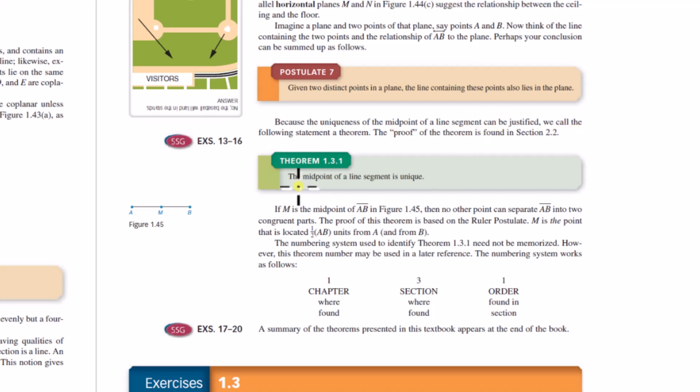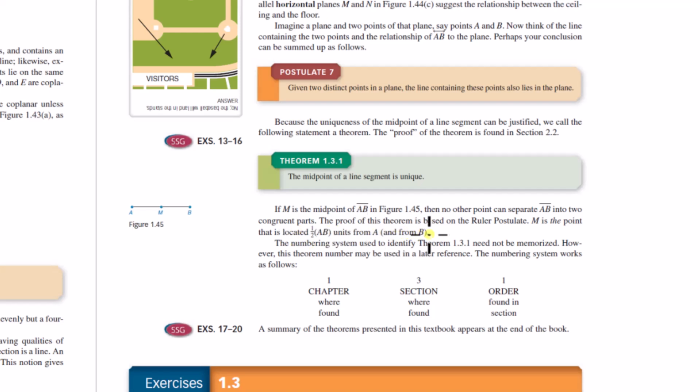So the theorem is that the midpoint of a line segment is unique. You can have multiple planes going through the same line, but you cannot have multiple points that correspond to the same midpoint of a line segment. It's one and only one point. That's a theorem. If M is the midpoint of segment AB in figure 1.45, then no other point can separate AB into two congruent parts. No other point in space.